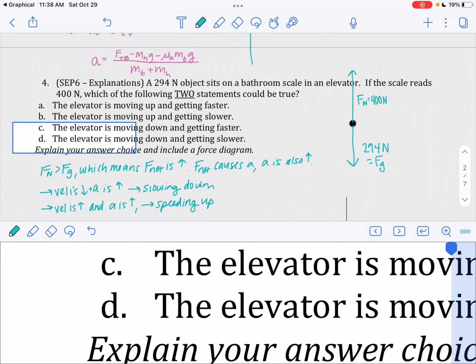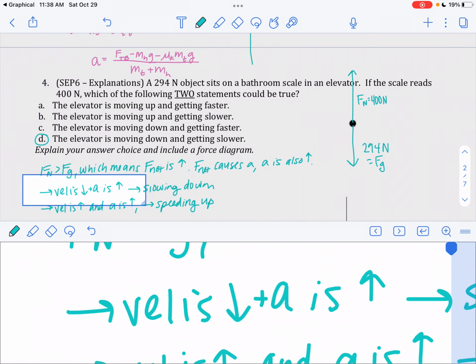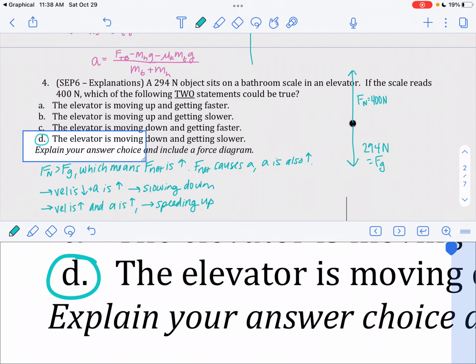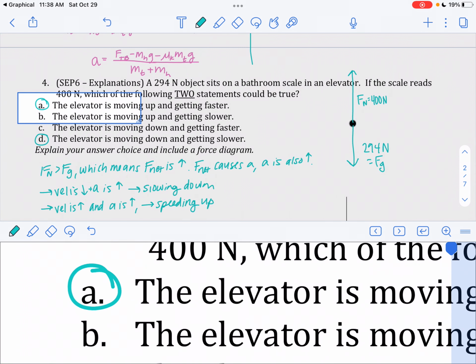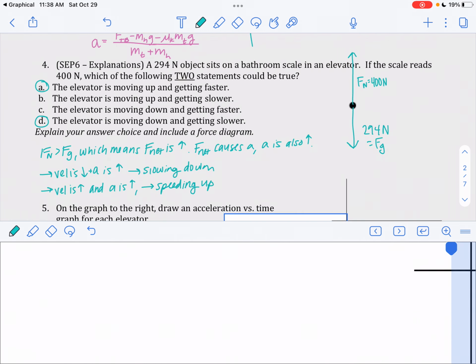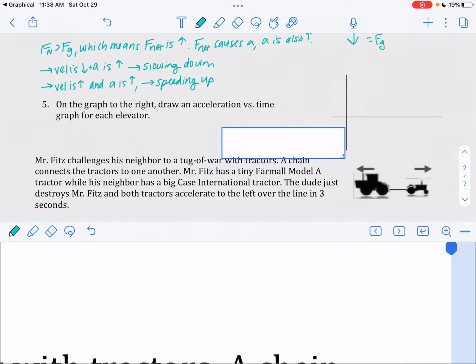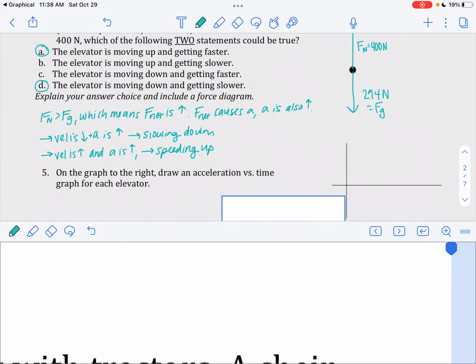So the elevator would be moving down and slowing down because that would mean velocity and acceleration are opposite. Or the elevator could be moving up and speeding up because the acceleration would be in the same direction as the velocity. Okay, so now I'm going to draw my acceleration versus time graph for the elevator. And I know for this elevator, all I know is that it has a constant positive acceleration.